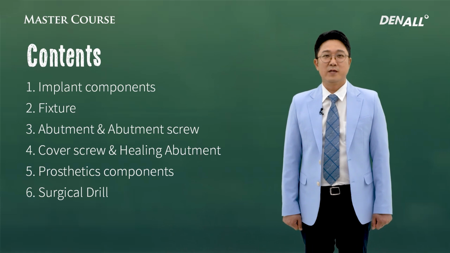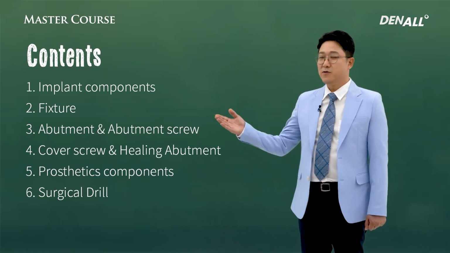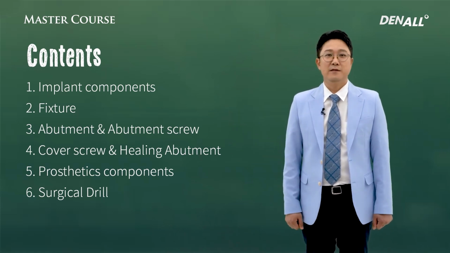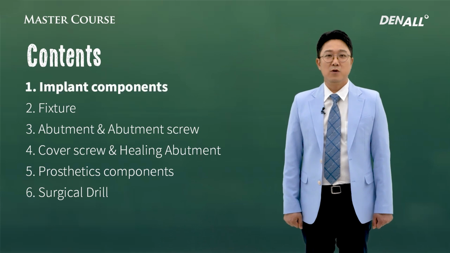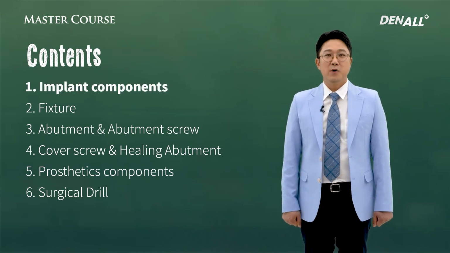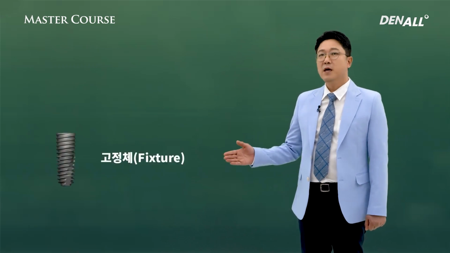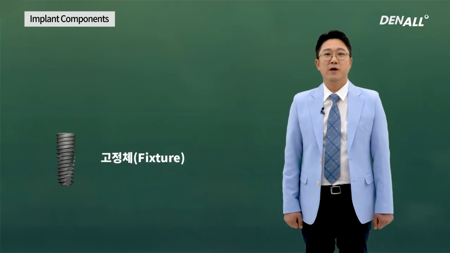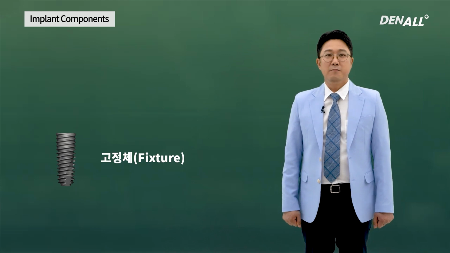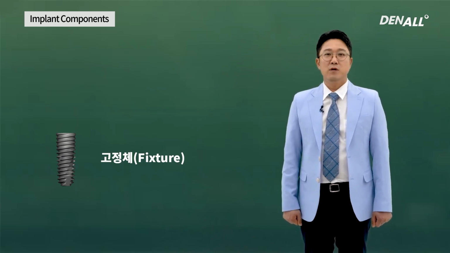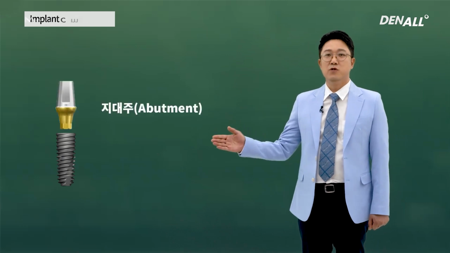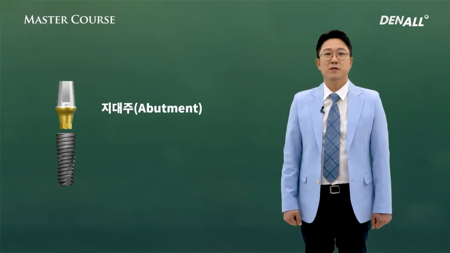The contents comprise the following 6 themes. First is implant components. There's the fixture, which is the same as a tooth's root. The fixture is placed in the bone, and once it is osseointegrated, the part that comes out of the gingiva and is connected to the crown is the abutment.